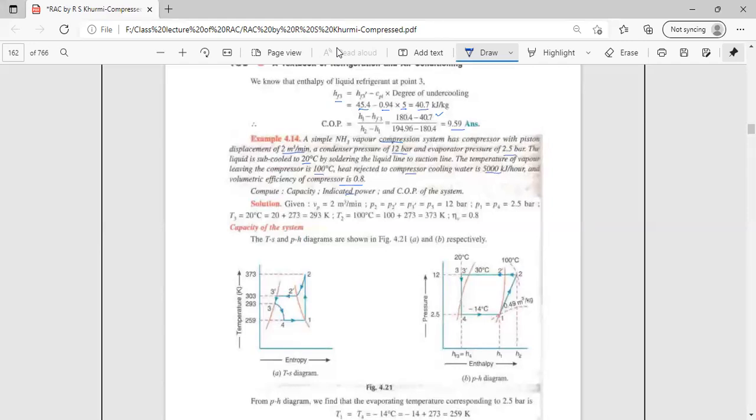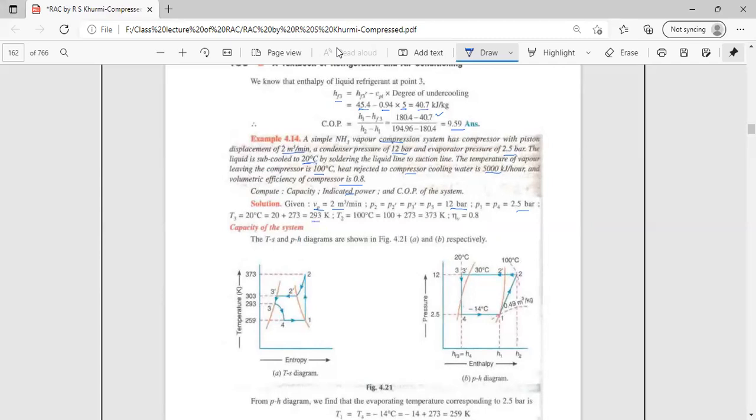At the compressor, the volumetric displacement is given as 2 cubic meter per minute. The pressure at point 2, at point 2 dash, at point 3, all three is 12 bar. So this is a straight line. The pressure is 12 bar in the high pressure region. P1 and P4, the pressure at point 1 and at point 4, is given as 2.5 bar. T3 is 20 degrees centigrade, the temperature at the lower region. 20 plus 273 is equal to 293 Kelvin. It is subcooled by 20 degrees centigrade.